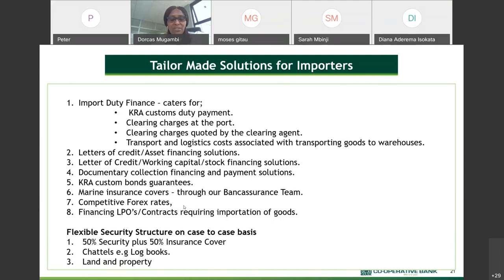And that is why we have given the various structures. There's one where we only take 50% of your security. There's another one where we are willing to look at what chattels you have. And then, of course, there's land and property. So I hope that addresses that.